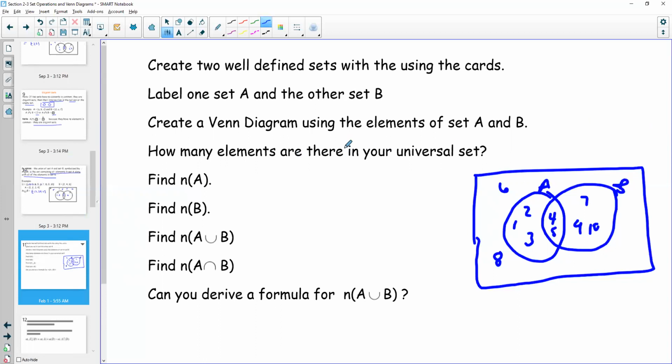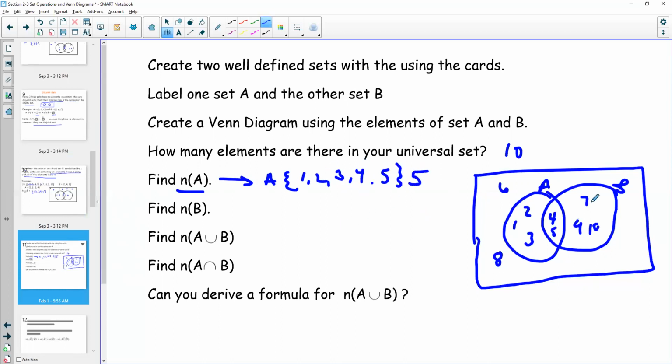How many elements are there in the universal set first? Well, how many things are included in here? 1, 2, 3, 4, 5, 6, 7, 8, 9, 10. There's 10 things. What's N of A? Remember what N means. It's the number of things in that set. Well, what's included in A? Set A is 1, 2, 3, 4, and 5. Remember, what's included in the overlap is still inside of set A's circle. So how many things is that? 1, 2, 3, 4, 5.